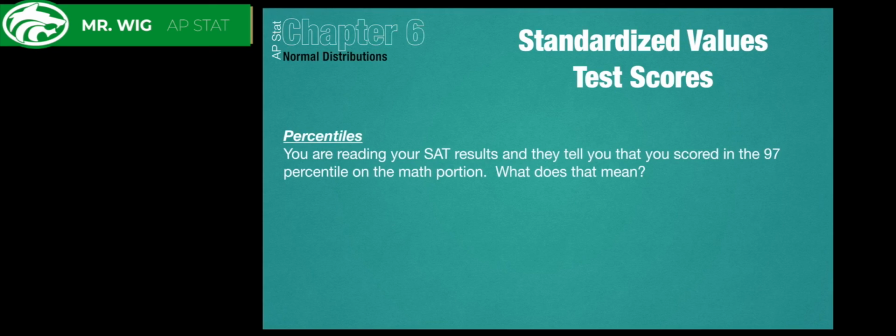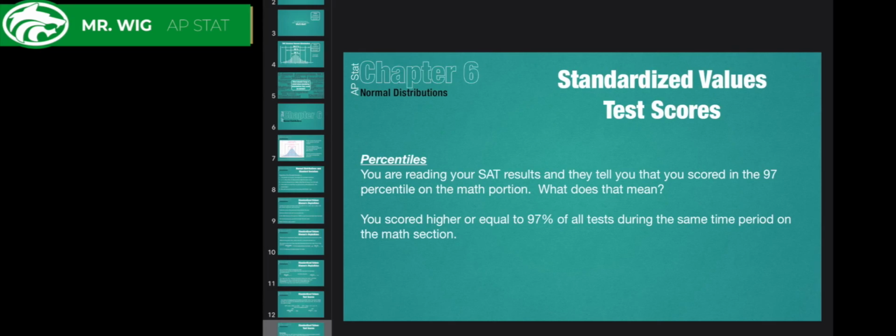In your book, there's a section called TI tips in your text. Definitely check that out. We will definitely be going through this several times in class, but having an idea of what's going on is going to make it a lot easier for you to follow. So let's go back. If I said I scored in the 97th percentile on the math portion of the SAT, that means that I scored better than 97% of the people that took it at the same time that I did. All right? Equal to or less than, right?